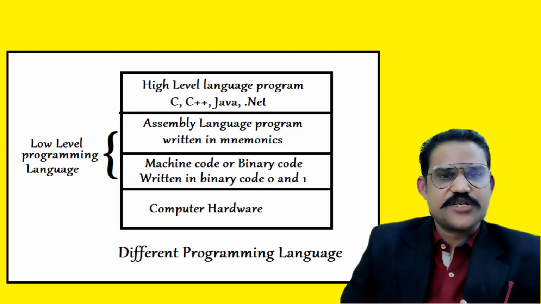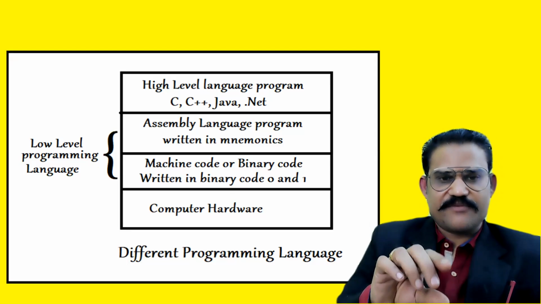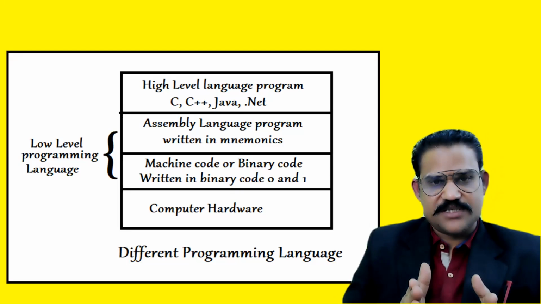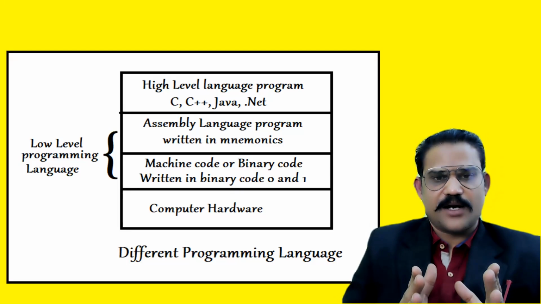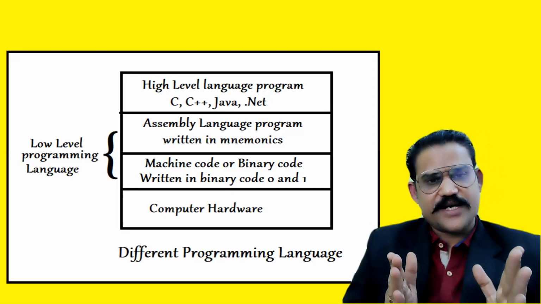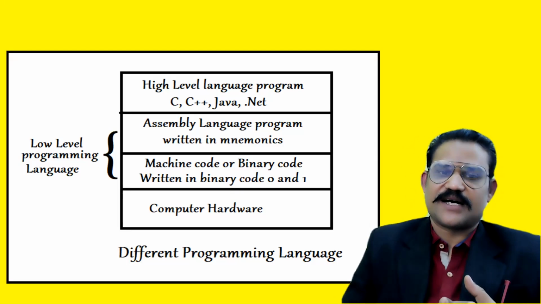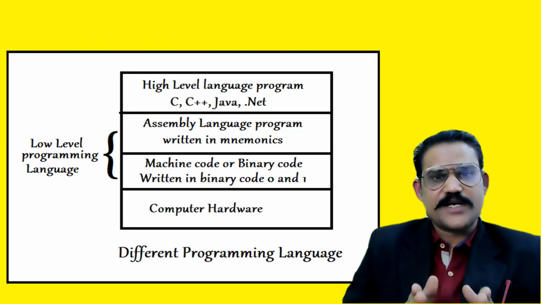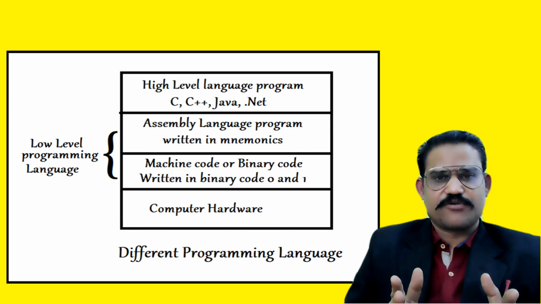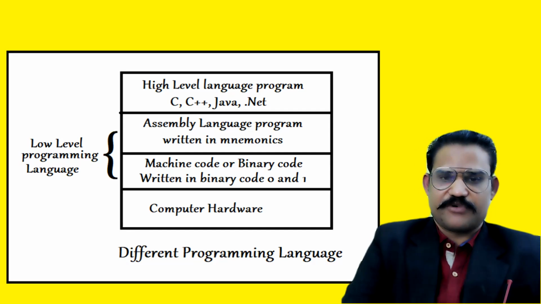As you can see, machine code and assembly language are examples of low level programming languages, and they are very close to computer hardware. So to write a program in machine code and assembly language, you should have a complete and very detailed knowledge about the computer architecture. Again, by writing a machine code or assembly language program, you can easily manipulate the hardware of any computer. With high level languages like C, C++, Java, .NET, it is not required that you have a complete knowledge about computer architecture to write a program.